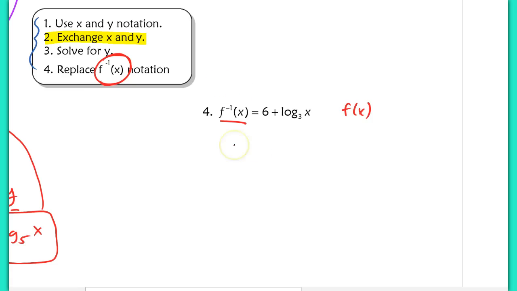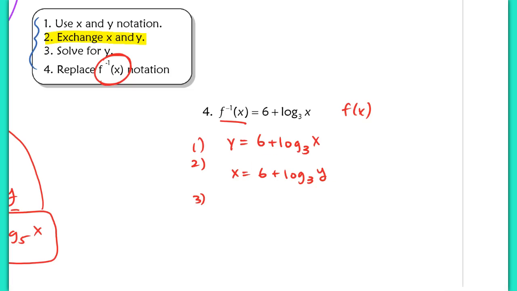We would still follow step 1 here, where we're going to use x and y notation. So we have y equals 6 plus log base 3 of x. Now I'm going to switch, so that's step 1. I'm going to switch now and exchange the x and the y. So I have x equals 6 plus log base 3 of y. Okay, and now I want to solve for the y. So I want to isolate this y. The first thing I need to do is make sure I move everything else away from the y. So I'm going to get rid of that 6. So I have x minus 6 equals log base 3 of y.